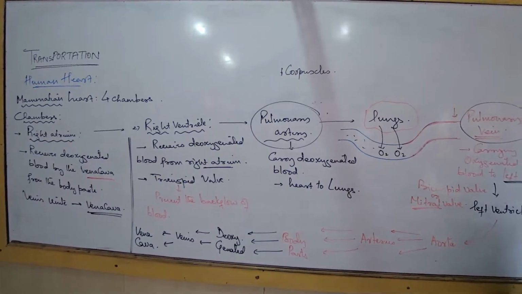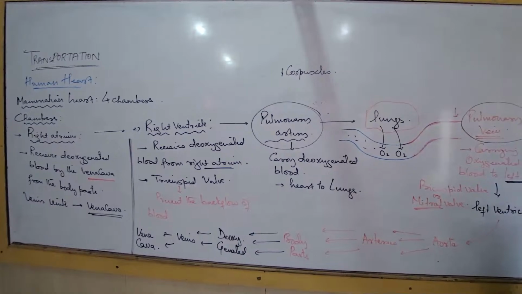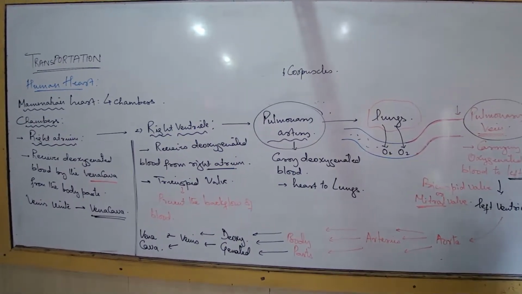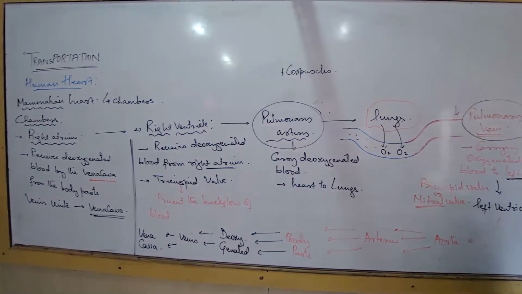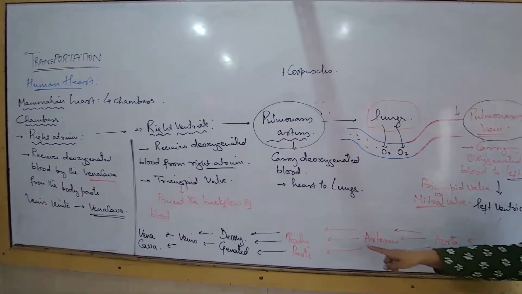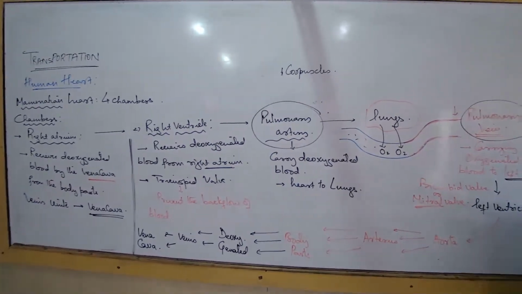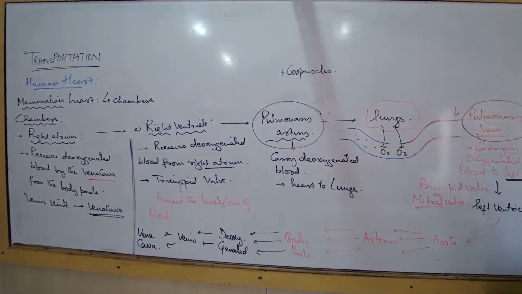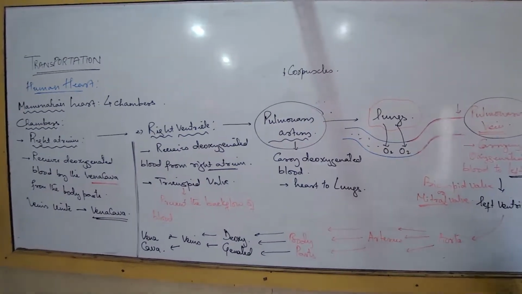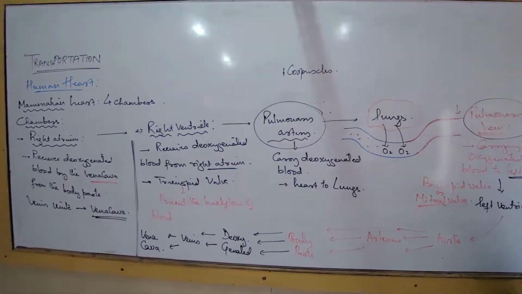Once on the right side, then go to the lungs, and again enter the left side, and then leave for the body. Take any amount of blood, at any particular period of time. The blood is first of all entering from the body parts, in the deoxygenated form. It enters the right side. From the right side, where does it go? Lungs. From the lungs, it gets back to the heart, oxygenated.